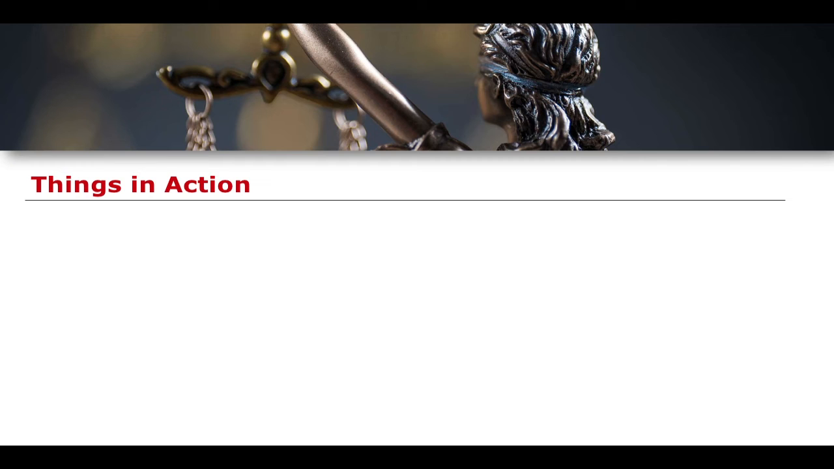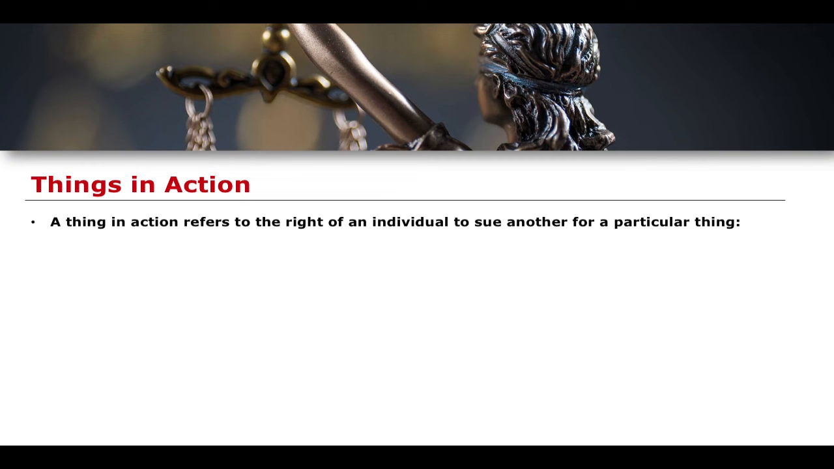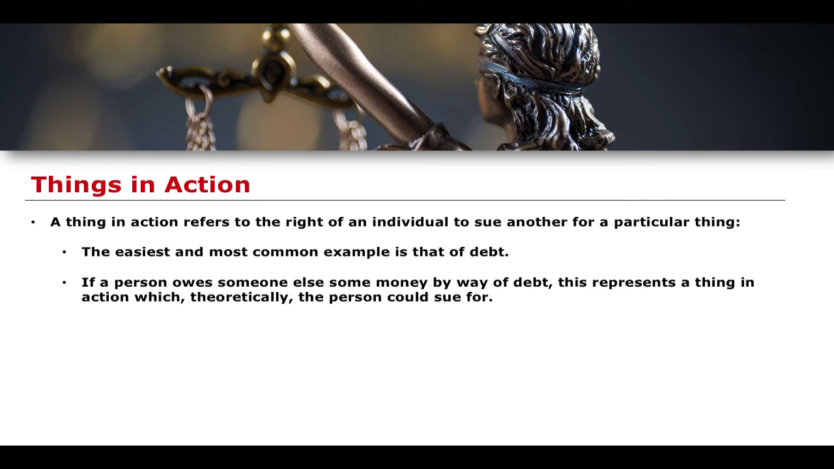The thing that is a little bit different, though, is this idea of things in action. What is a thing in action, and why is this something that can amount to a property for the purposes of the Theft Act? Well, a thing in action refers to the right of an individual to sue another for a particular thing. So the easiest and most common way in which we can exemplify this is the idea of debt. So if a person owes somebody else some money by way of debt, they're indebted to them, this is what we would call a thing in action.